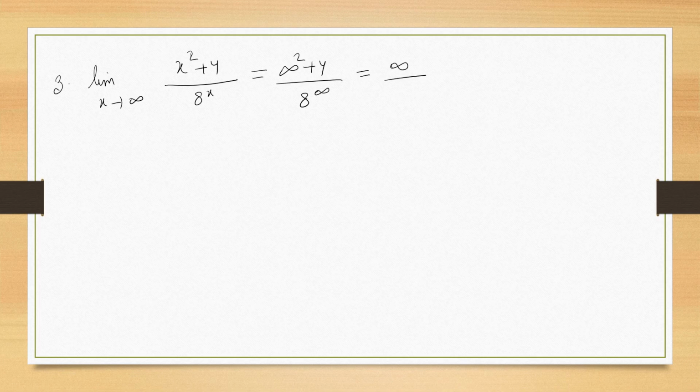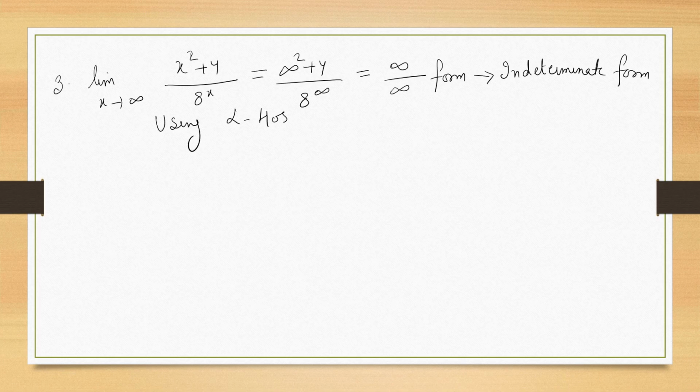Limit x approaches infinity, (x² + 4) divided by 8^x. Now see, if I replace x by infinity, it becomes (infinity² + 4) upon 8 raised to power infinity. 4 added to an infinite term is infinity, and 8 multiplied infinite times will give you infinity. So it is an infinity by infinity form, which is another indeterminate form. So we can apply L'Hospital's rule.